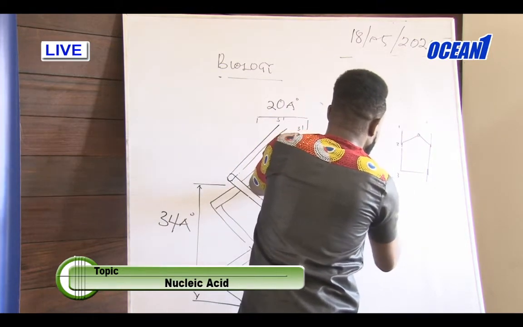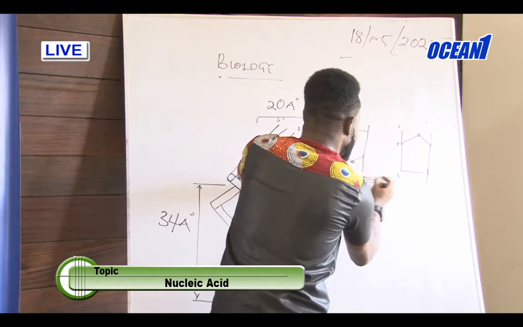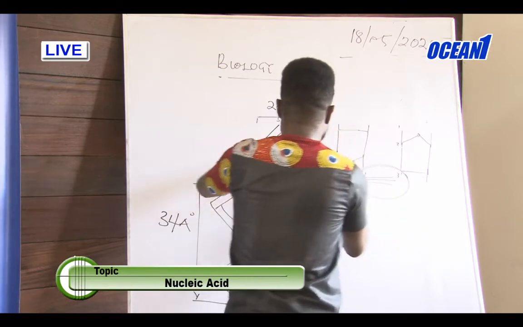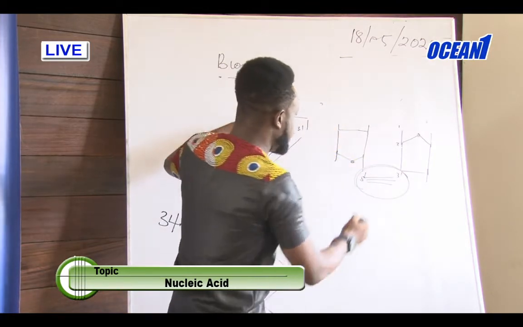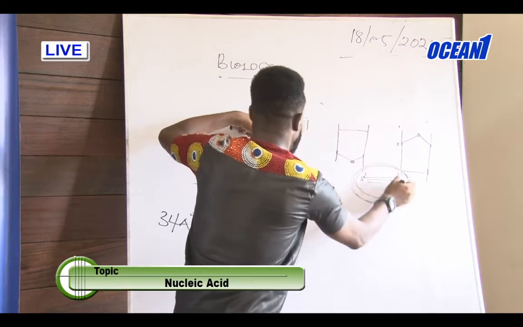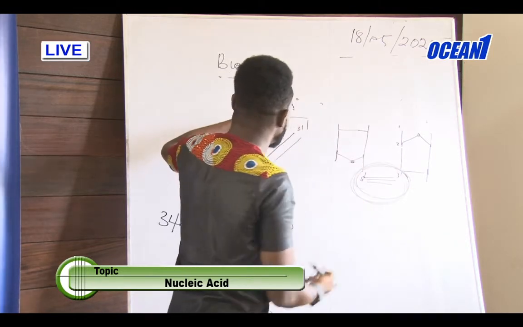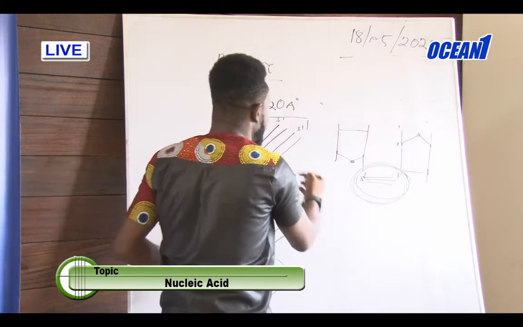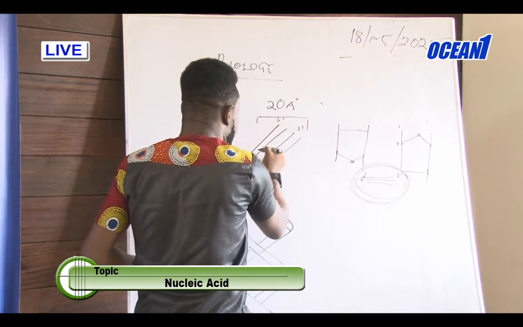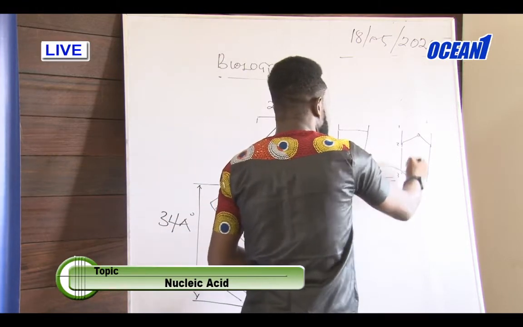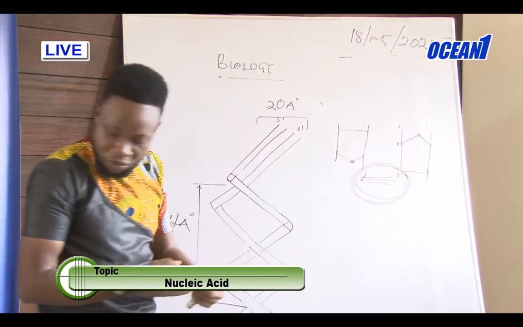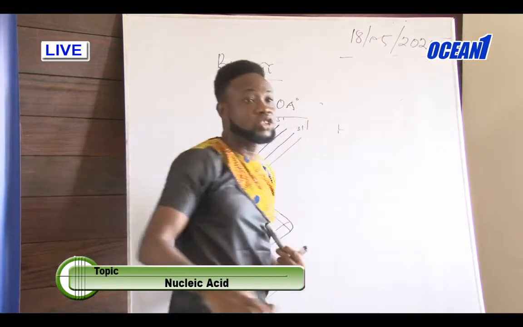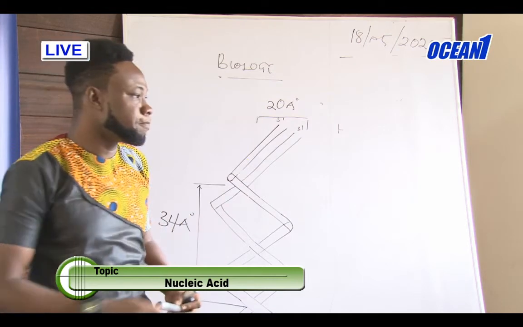So you could see that the base pairs will be between the 5 prime and the 3 prime. This is what we are trying to demonstrate here, and this is where the base pairs will occur. Please, is that clear? Once this one starts with the 5 prime, this one will start with the what? The 3 prime. And that is how we are going to get the structure of the DNA.